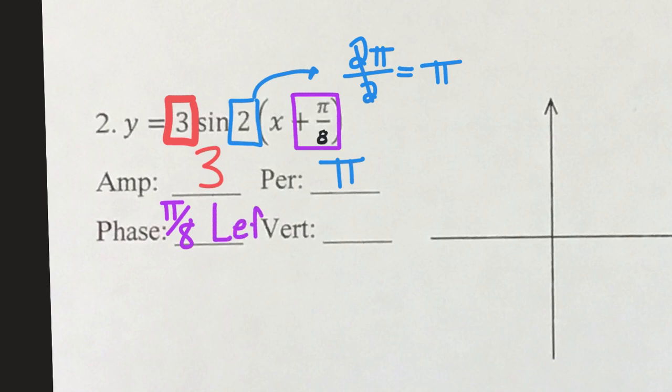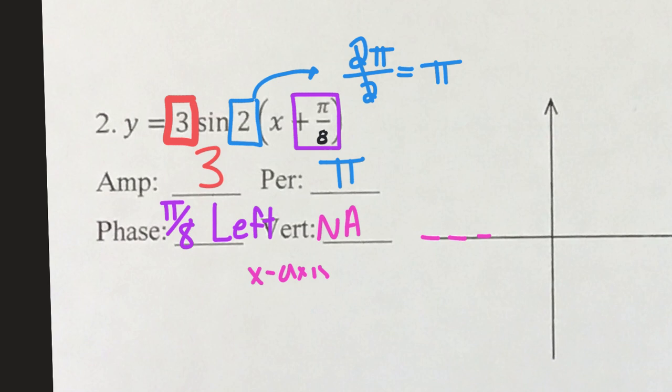To the left, right? Pluses go left, minuses go right. They are opposite of what the sign says. And then there's nothing after your parentheses, so no vertical shift. You have the x-axis as your midline again. Okay, so we could put a dashed line through there, knowing that that's called the midline.